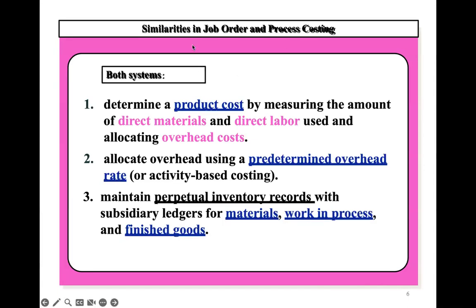Okay, now similarities in job order and process costing. What are the similarities? Both systems determine a product cost by measuring the amount of direct materials, direct labor, and allocating overhead costs. Clear?